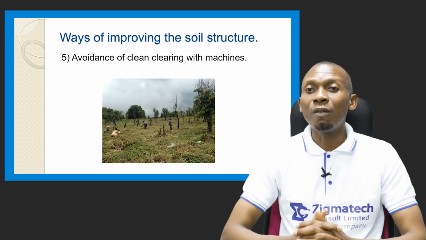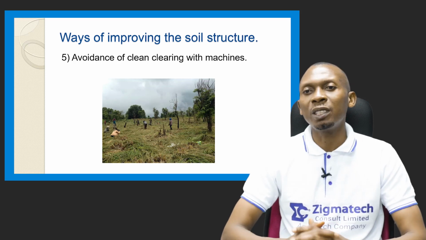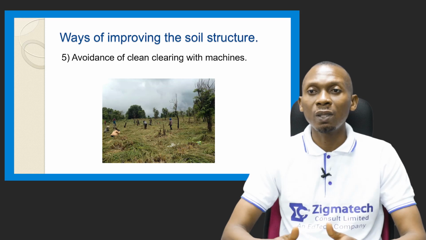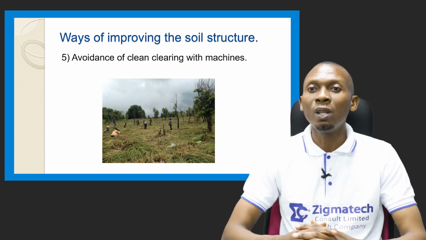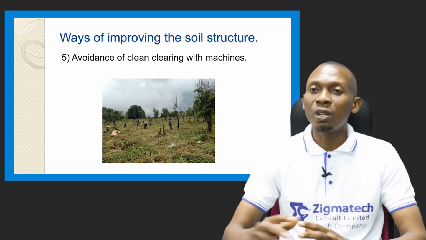You should also avoid clean clearing with machines. That's total removal of the vegetative cover on a land. This exposes the soil to the impacts of rainfall, which destroys the soil structure or could encourage erosion as well.